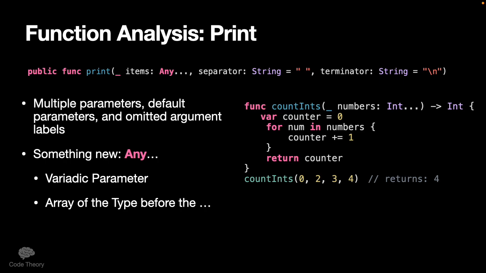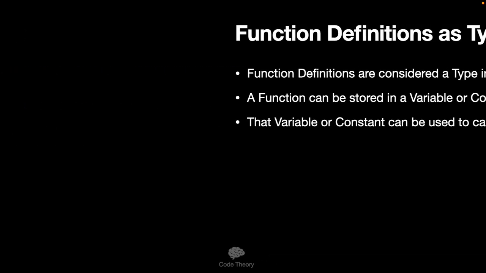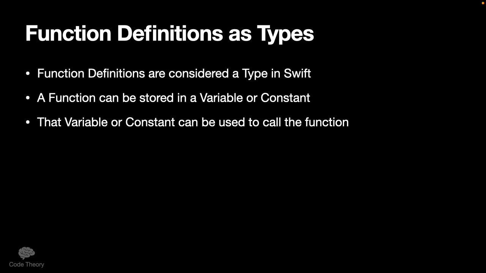Another example of a variadic parameter is here. You can pass in 0, 2, 3, 4, and more numbers. The parameter is treated like an array of ints. Okay, function types. Function definitions as type.